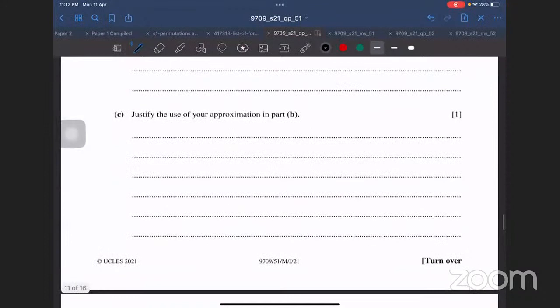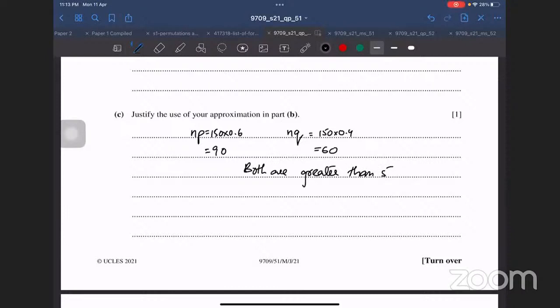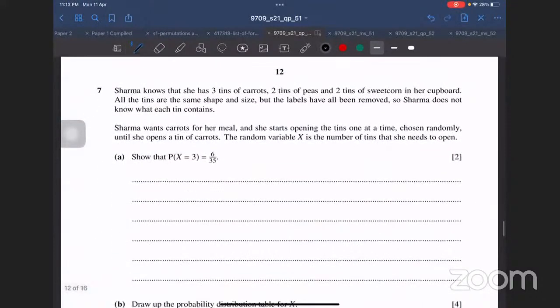Justify the use of your approximation. Whenever you ask for a justification, you need to calculate two expressions, np and nq. So this was 150 times 0.6, which was 90, and nq is 150 times 0.4, which is 60. Both are greater than 5. So therefore use a normal. If these two conditions are not met, you cannot use a normal distribution for this question.